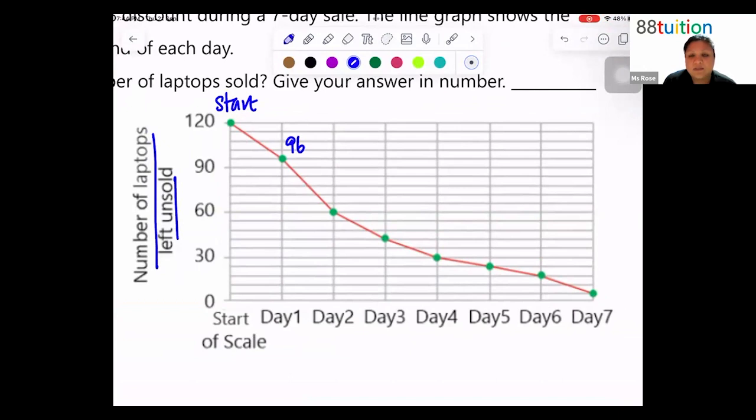Day 2, unsold. 60, thank you very much. Day 3, you can keep the answers coming. Day 3, how many? 42. Day 4, 30. Okay, thank you. And finally, the last 2 numbers will be 18 and 6. Okay, so these numbers in blue are the numbers of laptops left unsold.